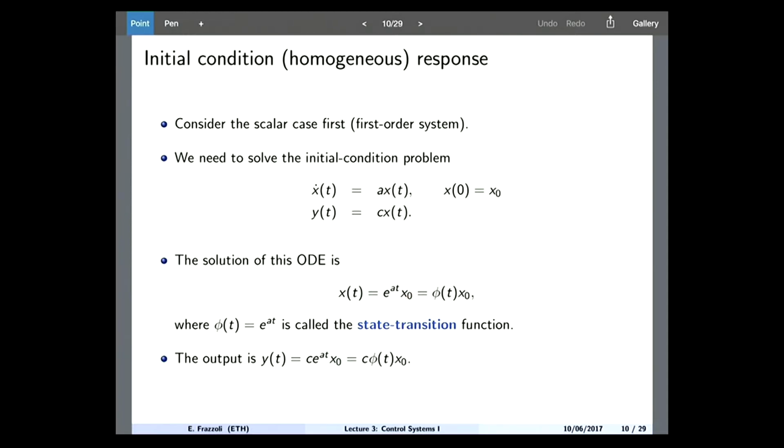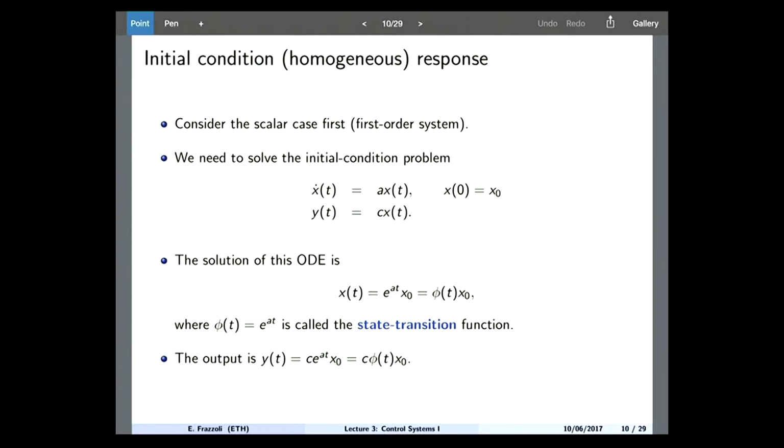What is the derivative of this function? The derivative of this is A times e to the power At x naught, right? But then on the right-hand side, what you will have is A times e to the power At x naught. So you have an identity on both sides, okay? So you can check that this is actually a solution, okay?